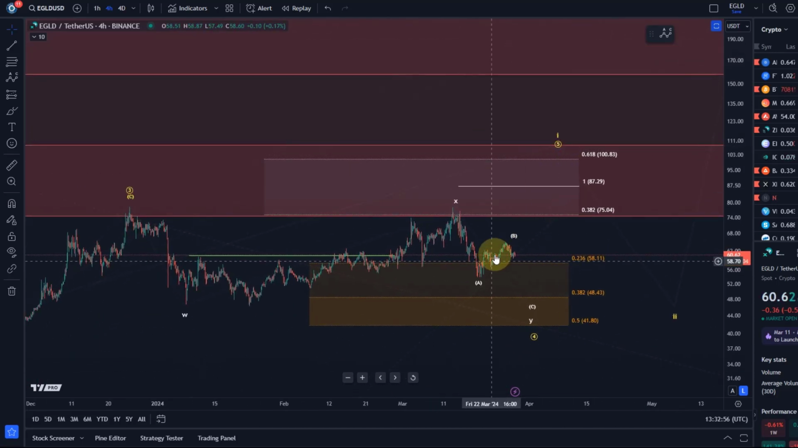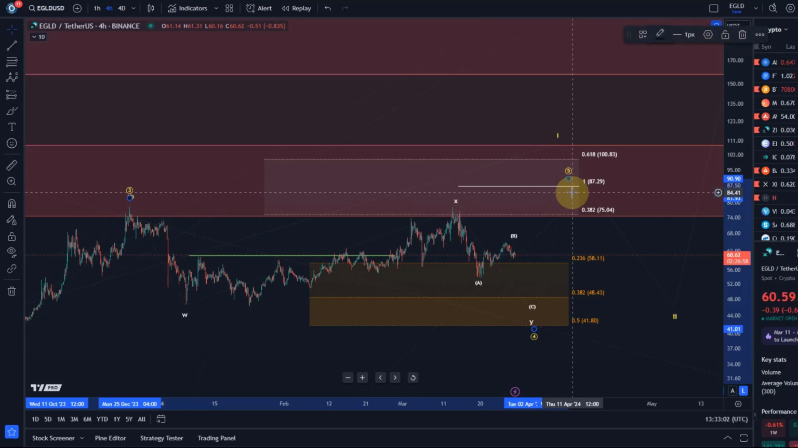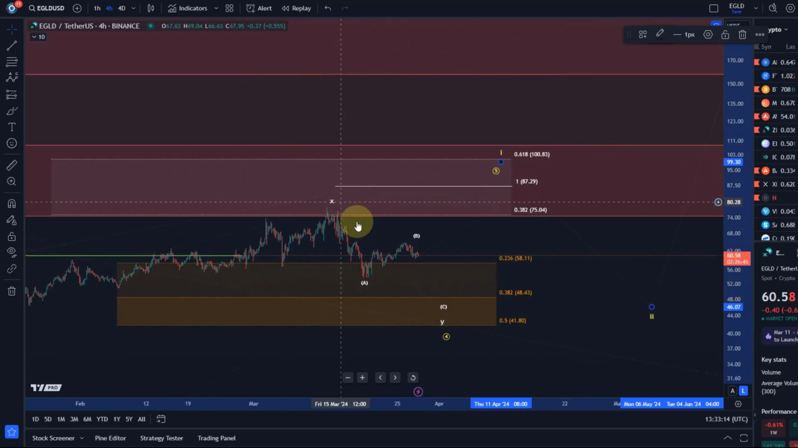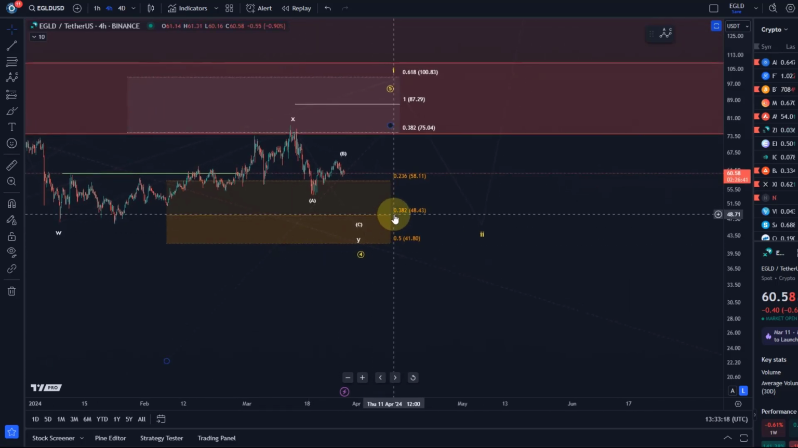And once this wave C of Y of 4 is completed, a wave 5 should still take the price to, well, I would say at least $87 would be my preference, possibly even $100. I mean, 87 is sort of my first ideal target, but $100 would be really ideal. That means we're likely in this corrective pattern at the moment. The support levels, the next ones are $48.40 and $41.80.